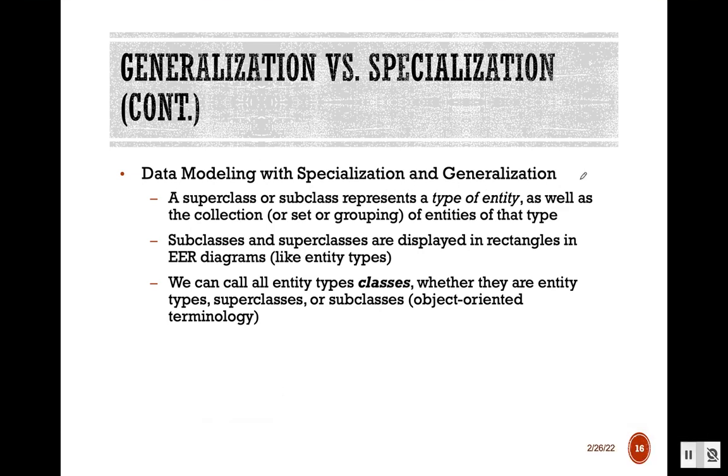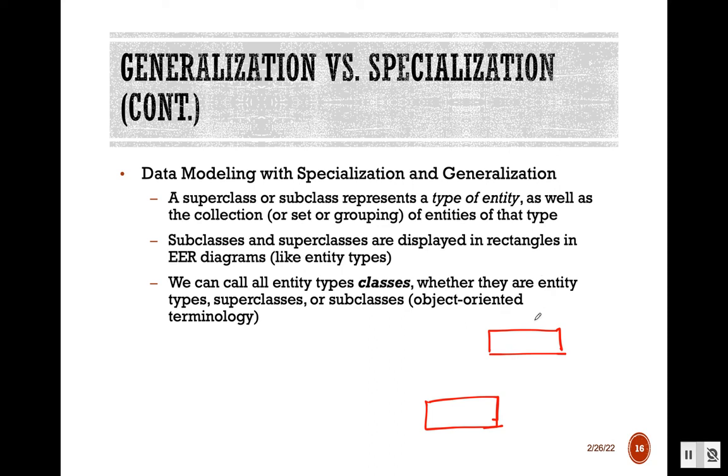So in data modeling using specialization and generalization, each superclass or subclass represents a type of entity as well as a collection of entities of that type. Each subclass and superclass will be displayed using rectangles in the EER diagram. Whether it is a subclass or superclass, they are all types of entities, so we use the same rectangle symbol to represent both. We can call all entity types classes, whether they are entity types, superclasses or subclasses.